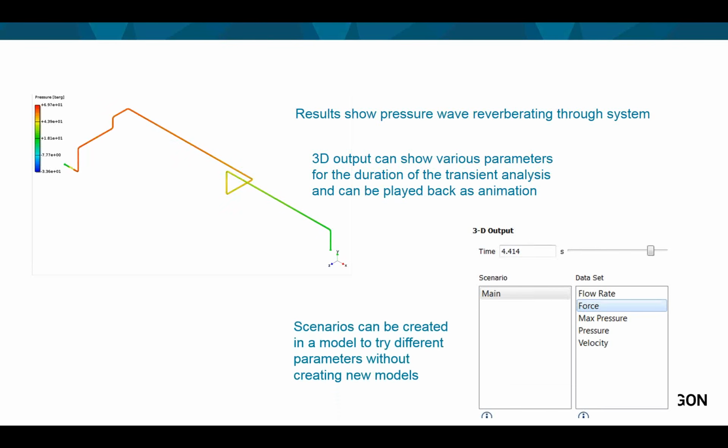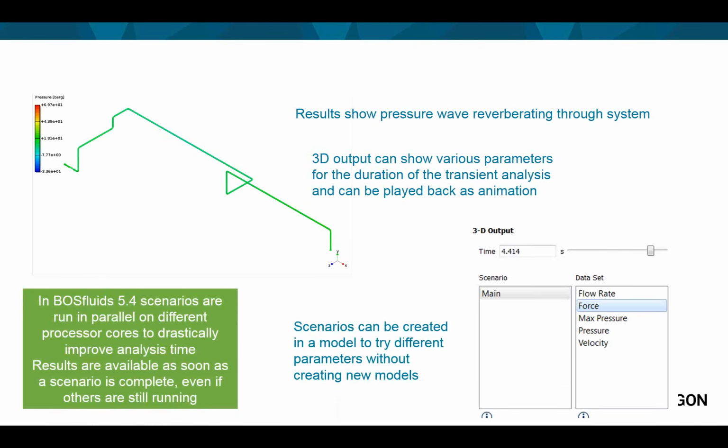You can also create different scenarios in a model, so you can try various parameters without having to create a new model. And in the latest version, BOSfluids 5.4, during the analysis, the scenarios are run in parallel on different processor cores, which really decreases the analysis time. And for the results, as soon as the first scenario has completed, you can access the results for that scenario, and then other scenarios become available as and when those analyses complete on those processor cores.